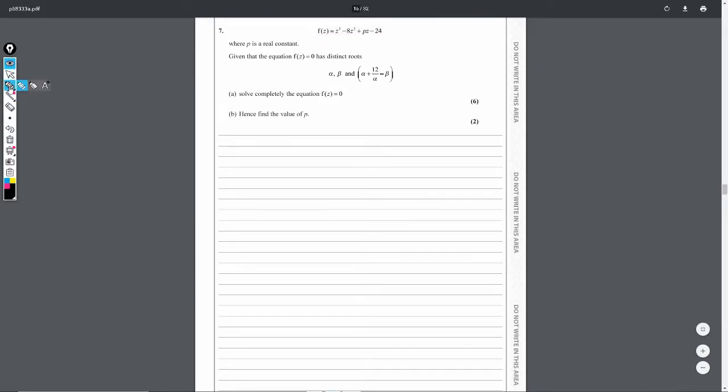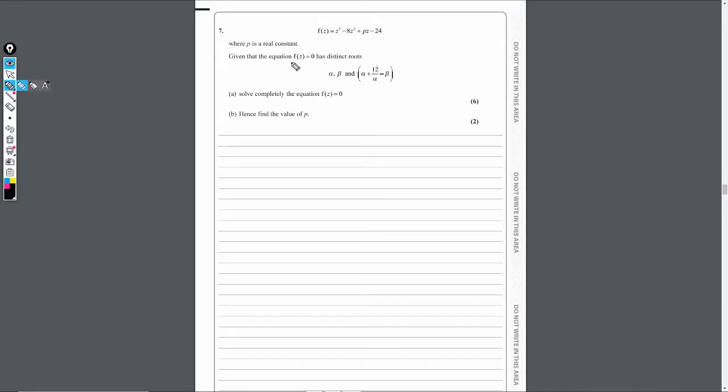Moving on to question 7 now, we have a question here that's looking at the roots of a complex cubic polynomial. And part of the question is looking at using the roots of a polynomial to answer this. Okay, so let's jump straight into this.